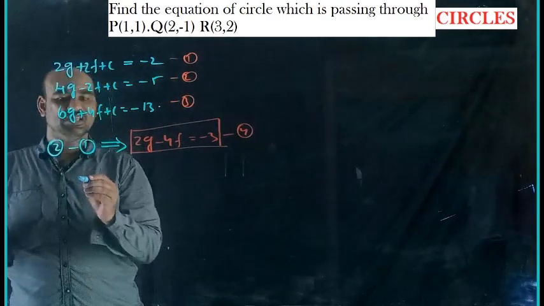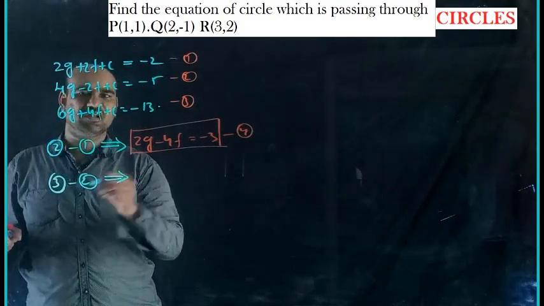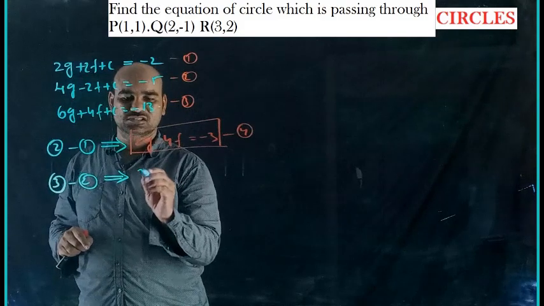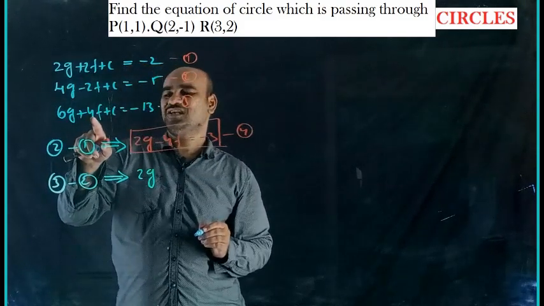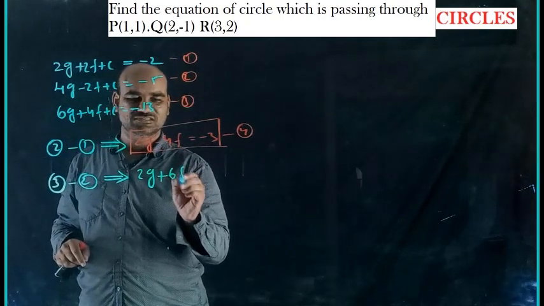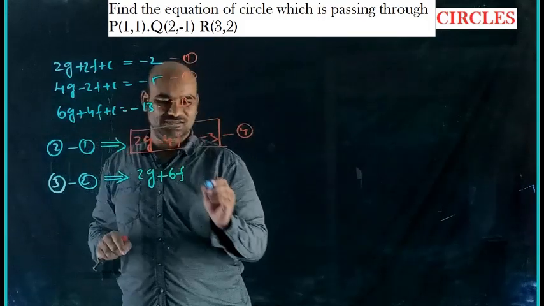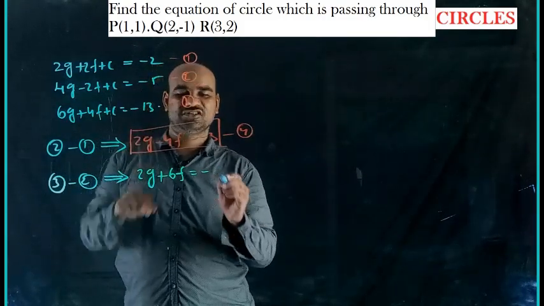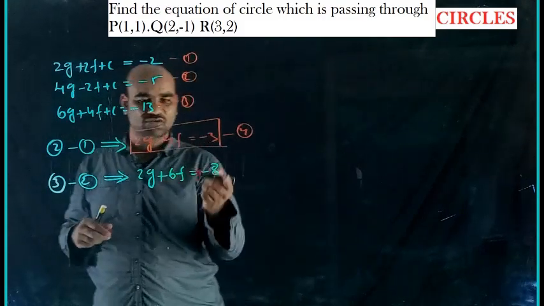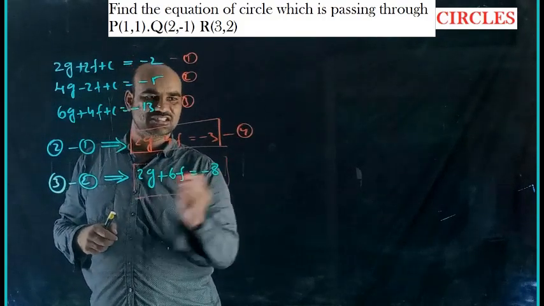Okay, 3 minus 2 next, 3 minus 2 or 3 minus 1 also, no problem. 6g minus 4g, 2g, plus 4f minus of minus 6f, c gone, minus 13 plus 5 minus 8. So this is another equation, but I want to divide through by 2 here. I think no need. Okay, leave it. This is the equation number 5.